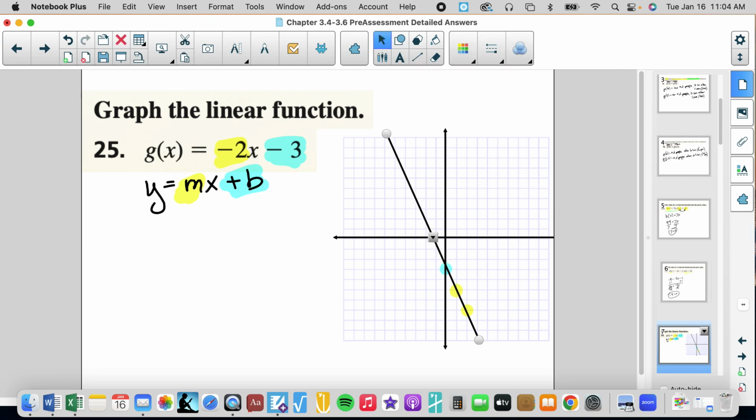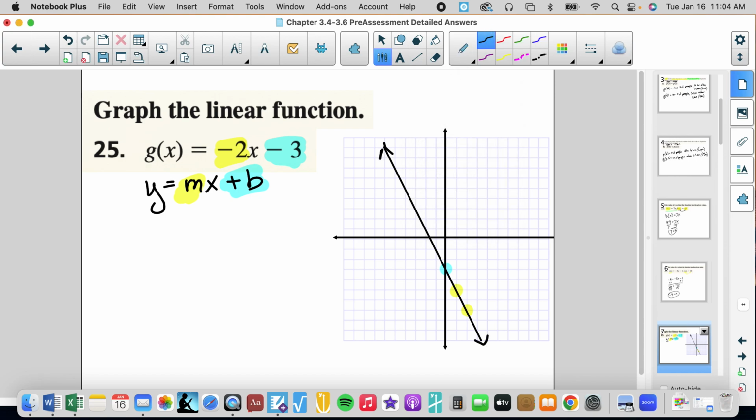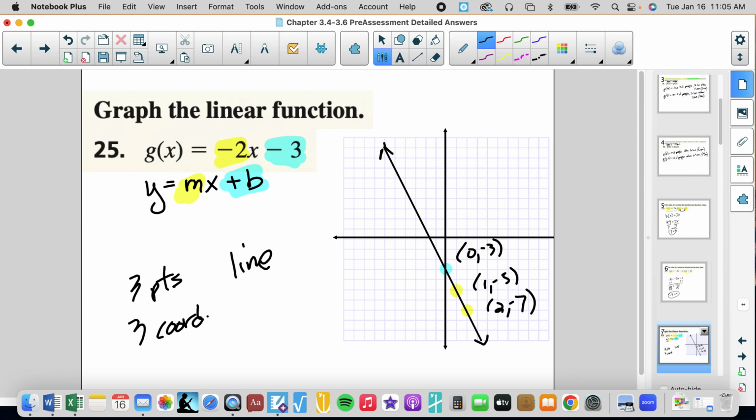When I'm given the equation in slope-intercept form, I am going to plot 3 points and label those points. So my line must have arrows, I must have 3 points, and I must label all 3 of those points correctly. That's going to be 1, negative 5, that's going to be 2, negative 7. So make sure that you have those 8 things: 3 points, 3 coordinates, a line, and arrows.